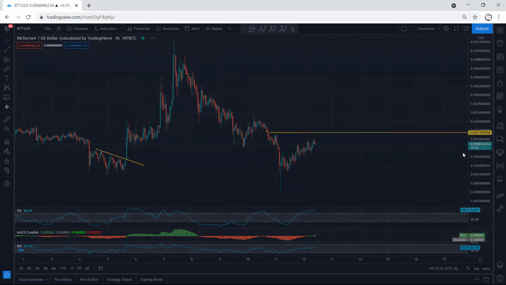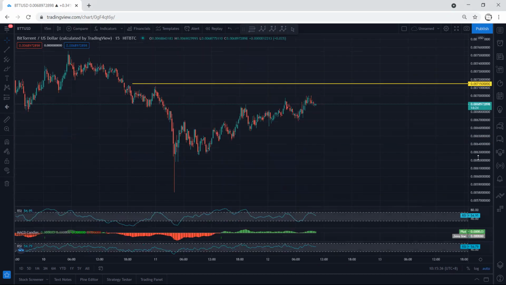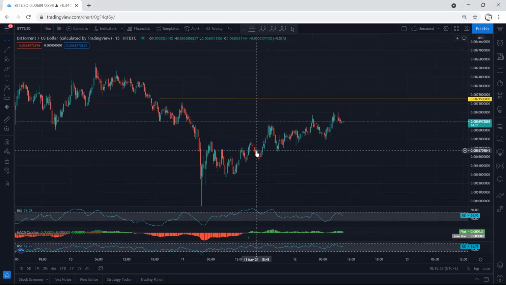Even if we move to 15 minutes, the only way was to trade based on any of this small correction, but we didn't have really good trade setup to look for. All right, unless anyways get the trade from here.